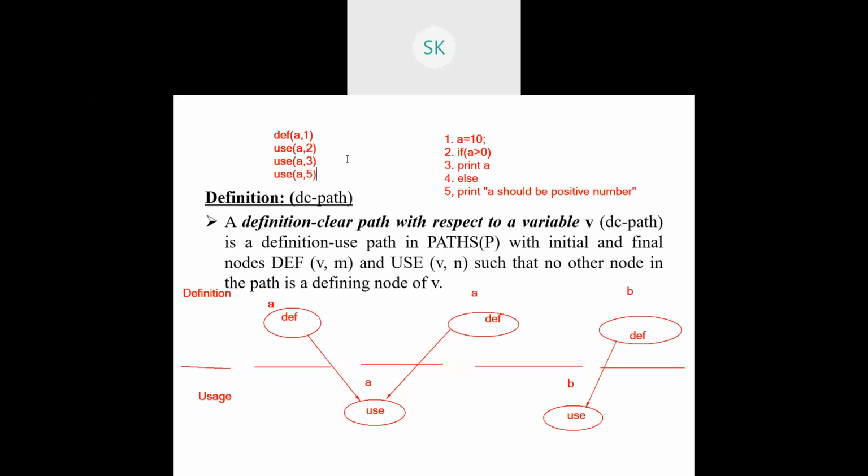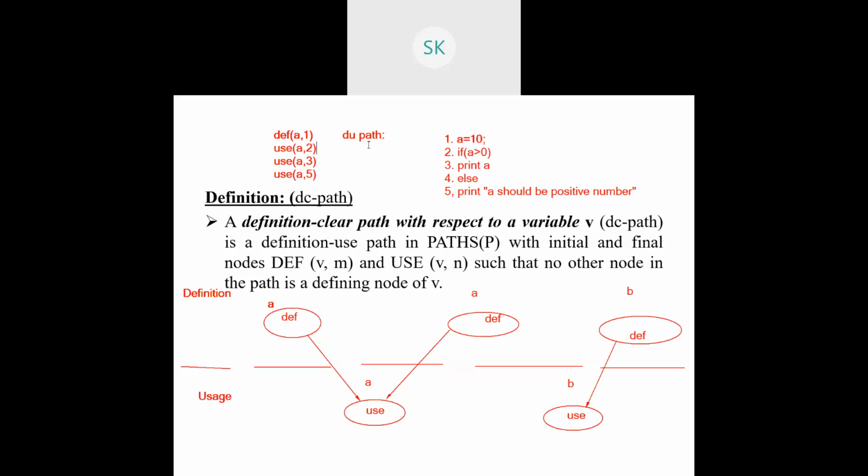So with respect to this, if you want to identify the DU paths, there are 3 paths available. How did I tell you that it has 3 paths? Because one definition with respect to the usage nodes will be at node 2 as well as node 3 and node 5. So all these statements I need to take. With respect to that, you will have 3 paths in this.